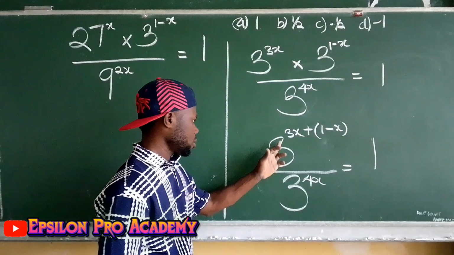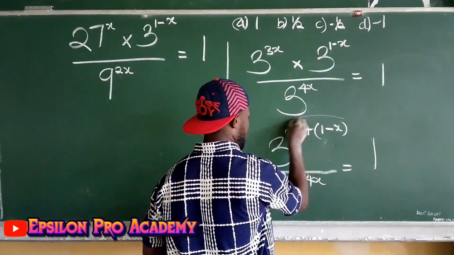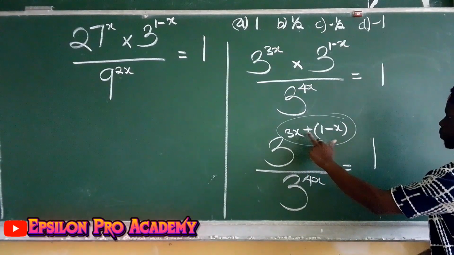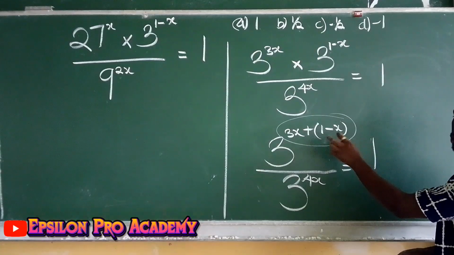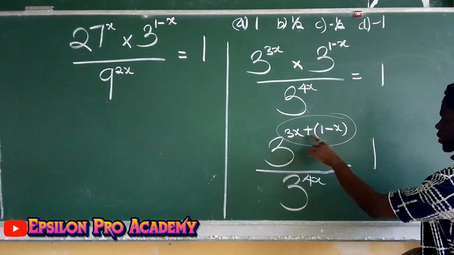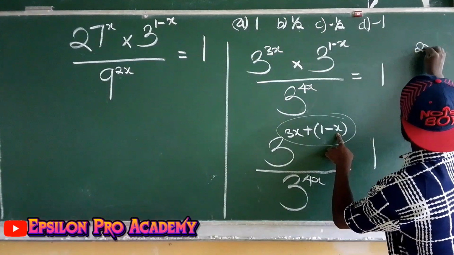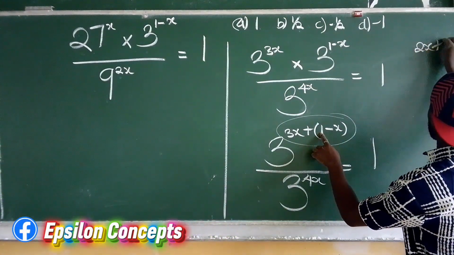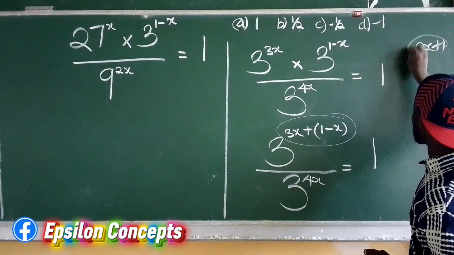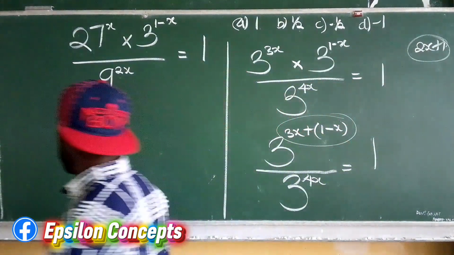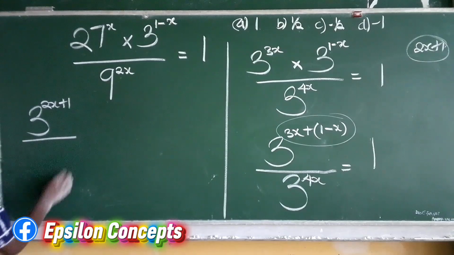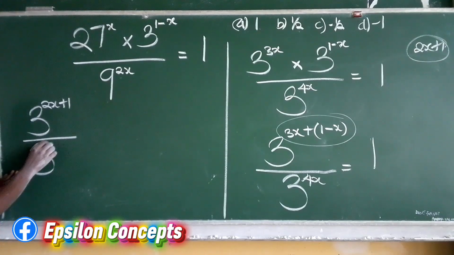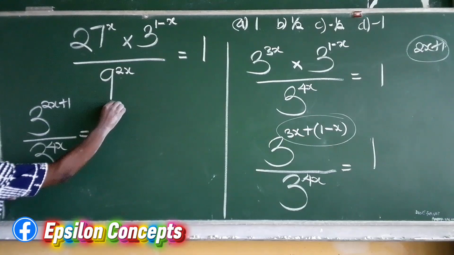Now let's look at the power of the numerator. This power, we have 3x plus 1 minus x. If you collect like terms here, it will be 3x minus x, which gives 2x, then plus 1. That becomes the power of this numerator: 3 raised to the power of 2x plus 1, all divided by 3 raised to the power of 4x, equal to 1.